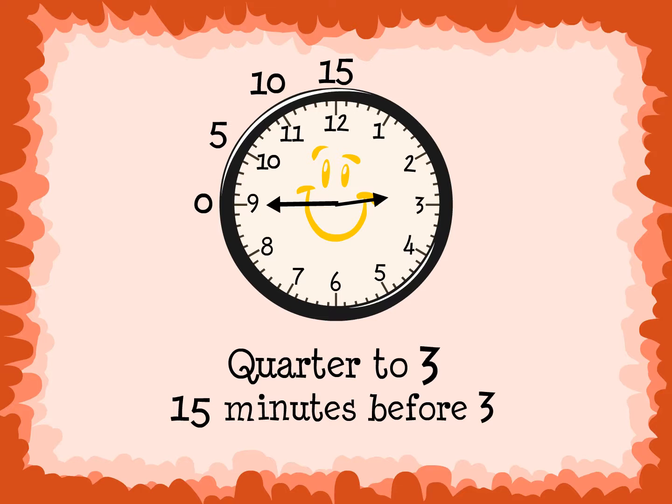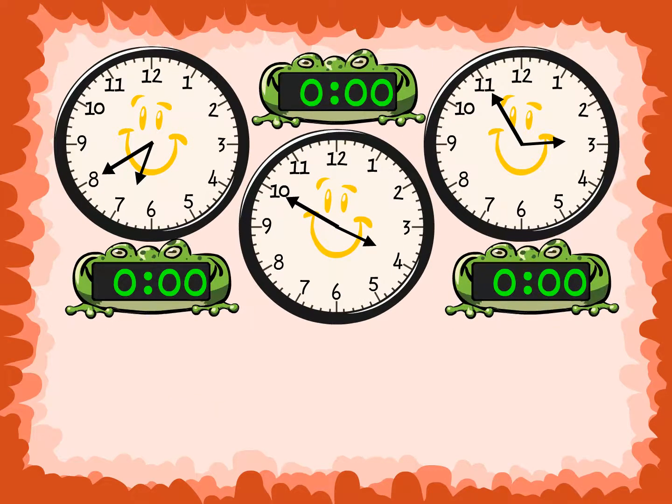Notice how I said 3 as the hour, even though we are still in the 2 o'clock hour. We say the next whole number because we are counting the minutes before that hour or the minutes until the next hour. Let's look at more examples.